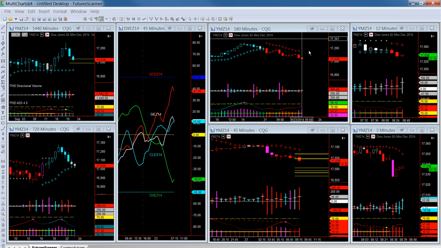Now, if we do get the magenta peak on the 180, this is just something to be aware of. If you get the magenta peak down here today, then you're going to have to watch it on the approach to the ATR on the 45-minute chart.